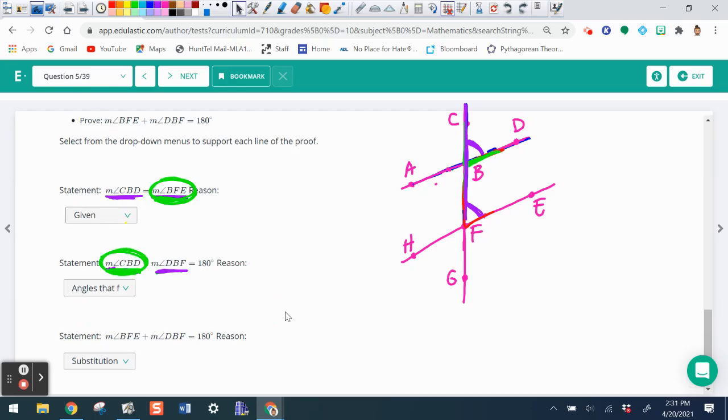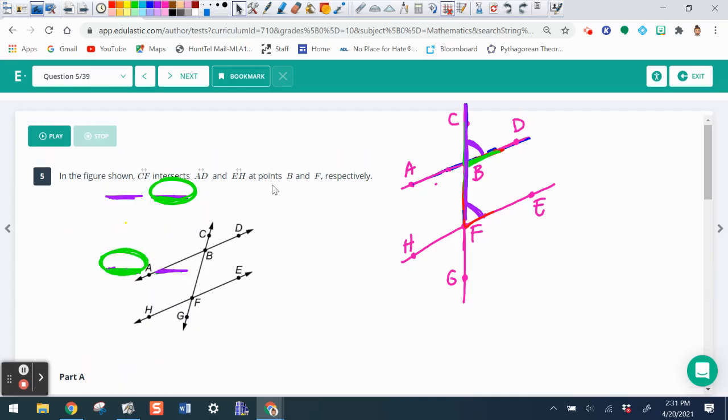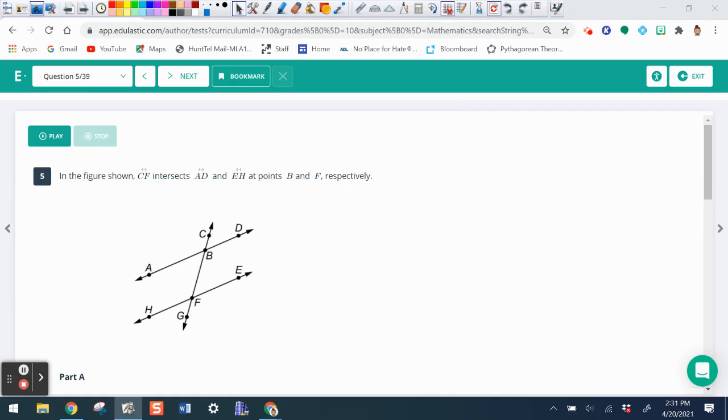So a little work with proofs there. I know it can be difficult for some, but just work through what's given, what the diagram shows us, and what the rest of the proof gives us. Let's move on to our next one, question 6.